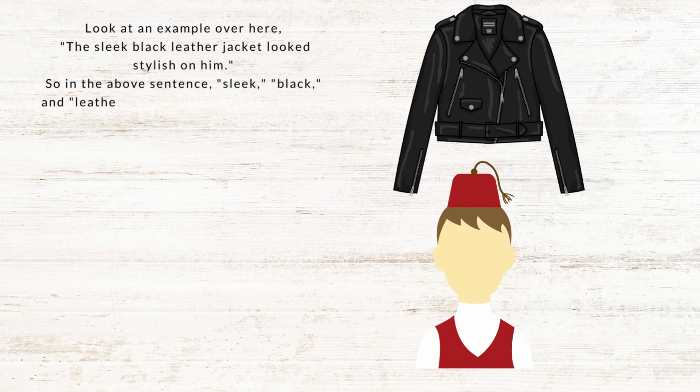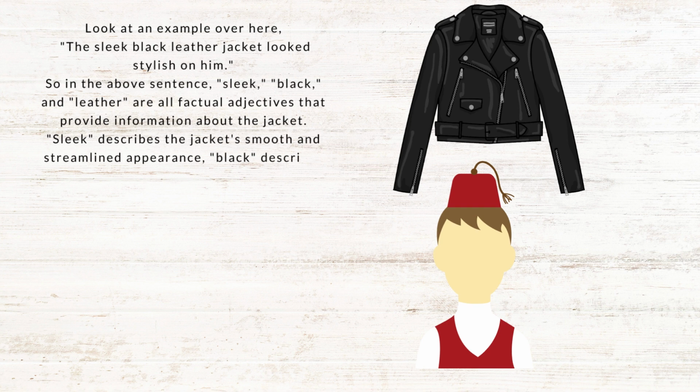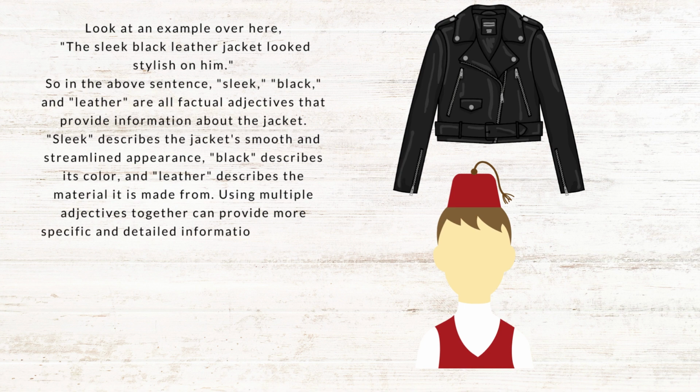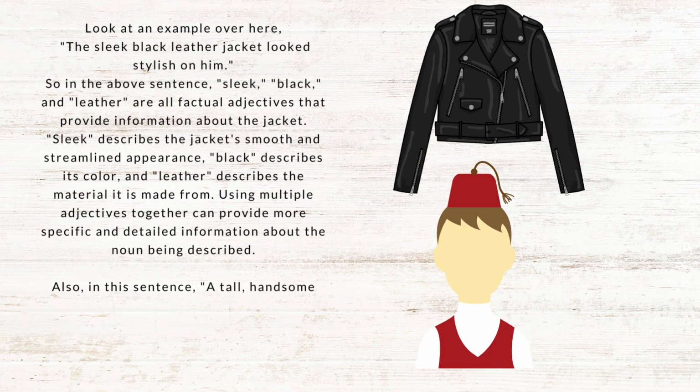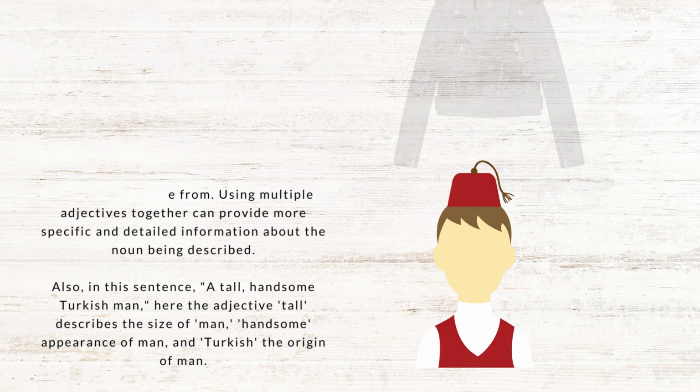So in the above sentence, sleek, black, and leather are all factual adjectives that provide information about the jacket. Sleek describes the jacket's smooth and streamlined appearance, black describes its color, and leather describes the material it is made from. Using multiple adjectives together can provide more specific and detailed information about the noun being described. Also, in this sentence, a tall, handsome Turkish man, the adjective tall describes the size of the man, handsome the appearance of the man, and Turkish the origin of the man.